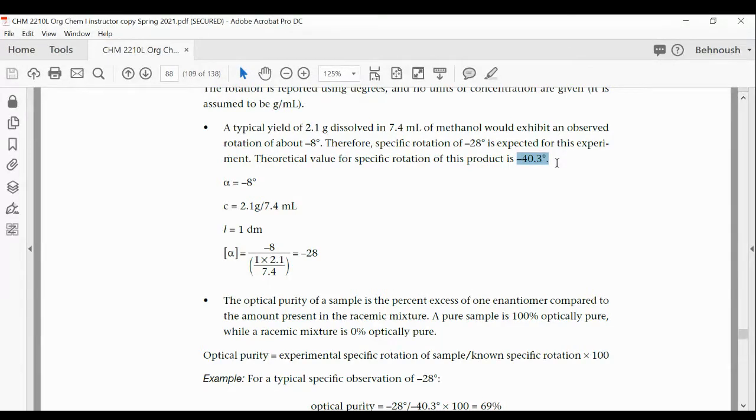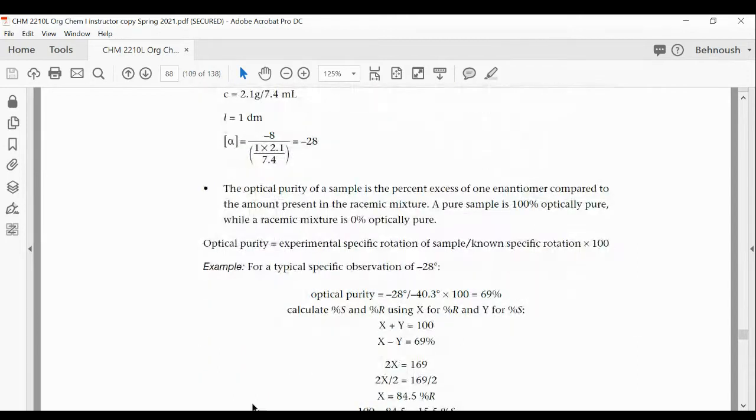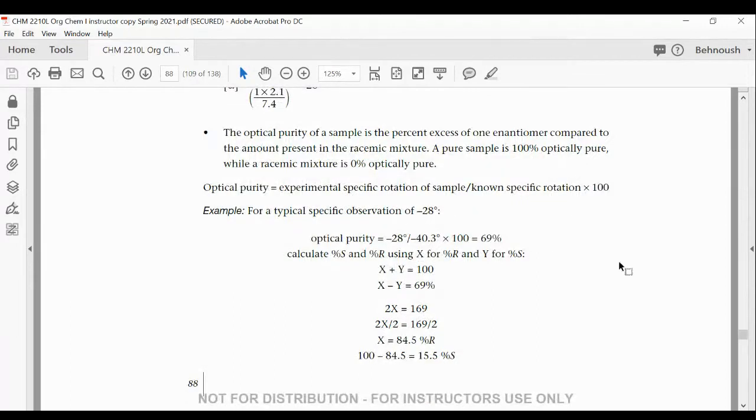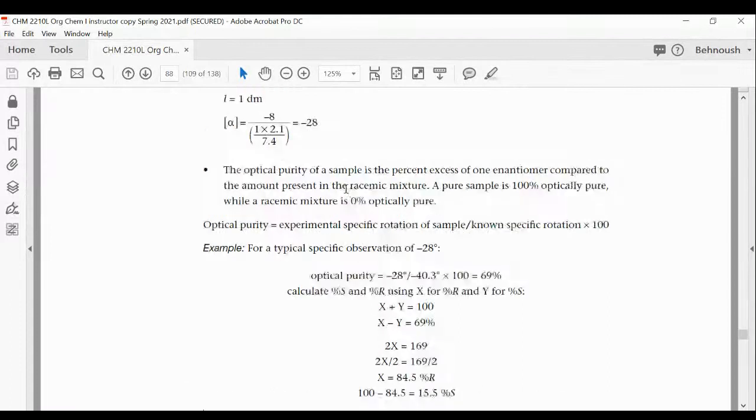If that value is less than 40.3 after you do the calculation, that means that you have some degree of purity or optical purity, but it's not 100% purity. And you want to find out what is the optical purity. In order to find the optical purity, the number that you find from the calculation of the specific rotation for this experiment, you divide that by 40.3, and 40.3 is the reported number in this ebook for the pure sample of your amine. And that's what you are using.